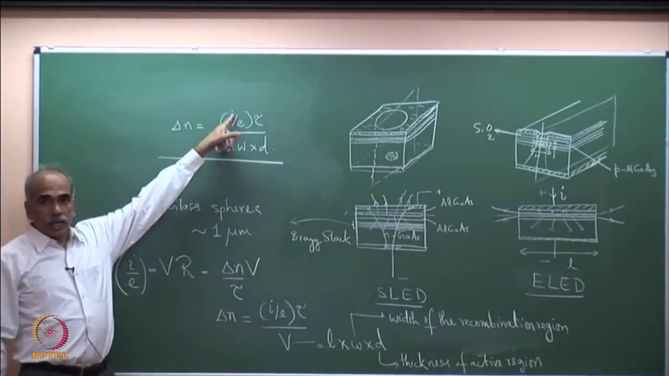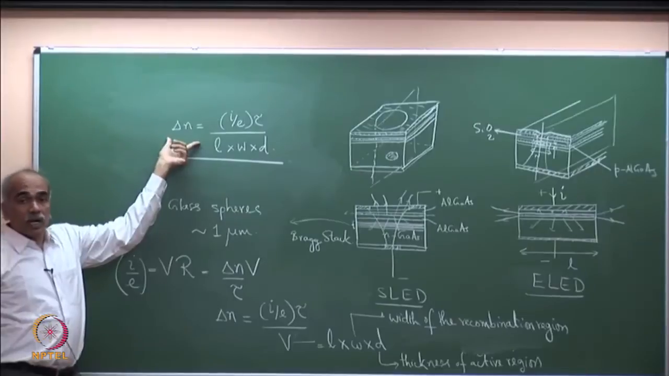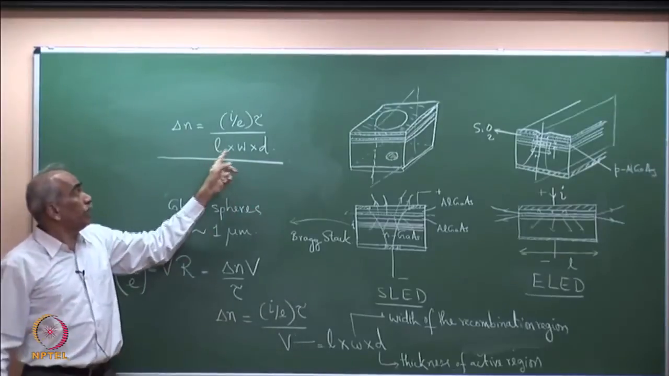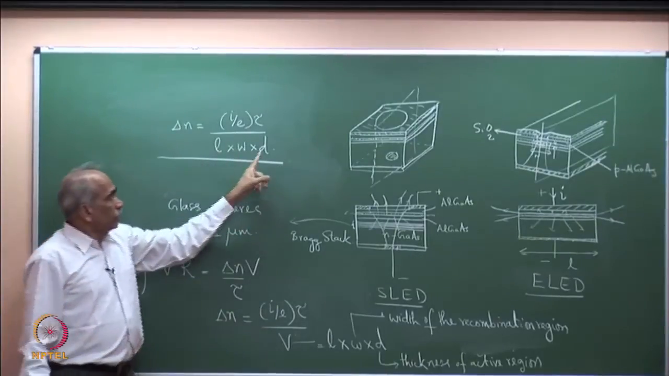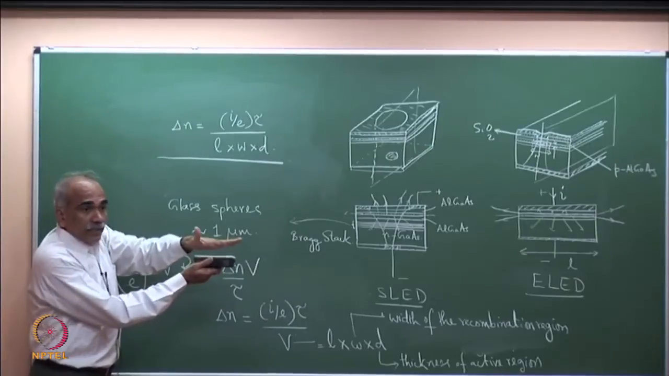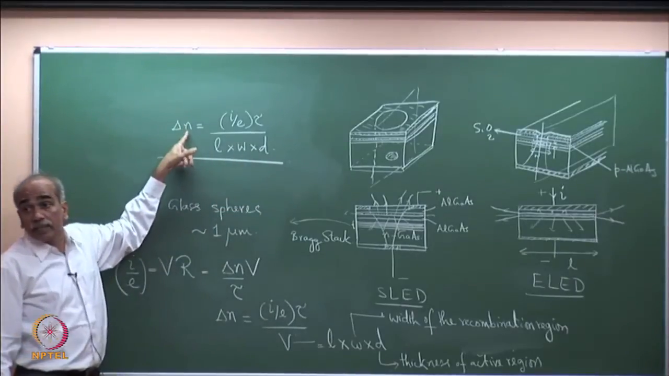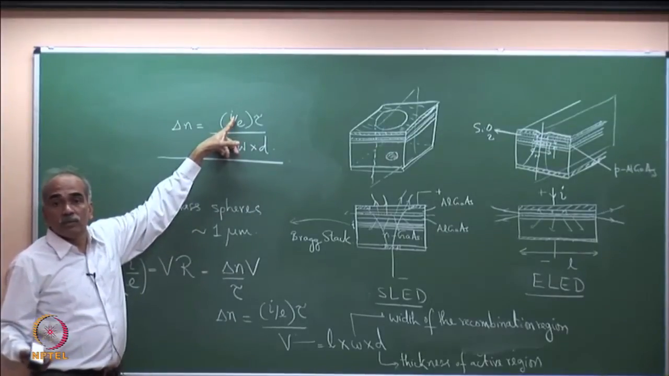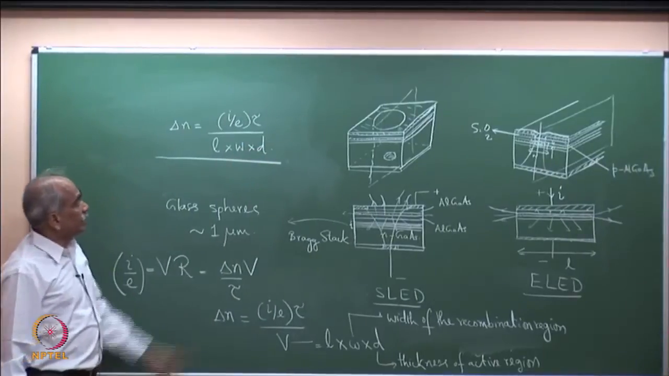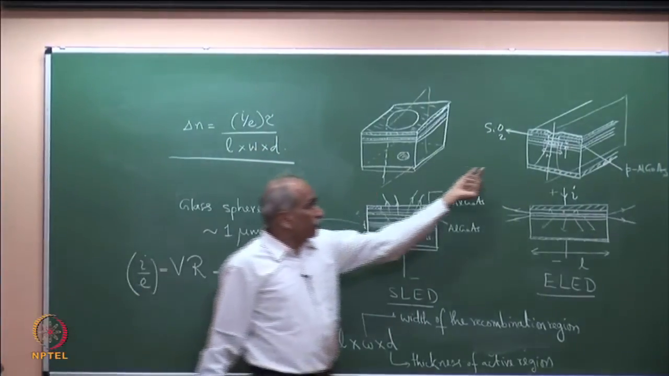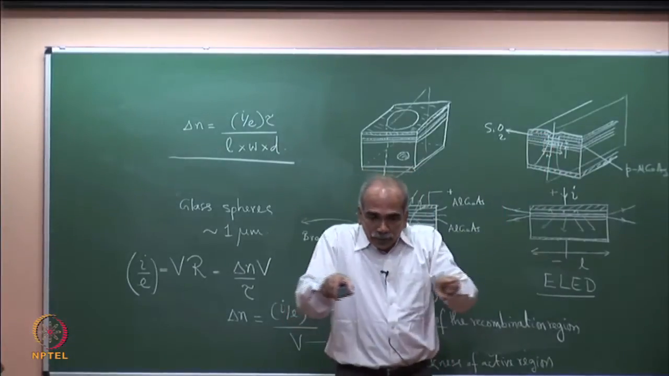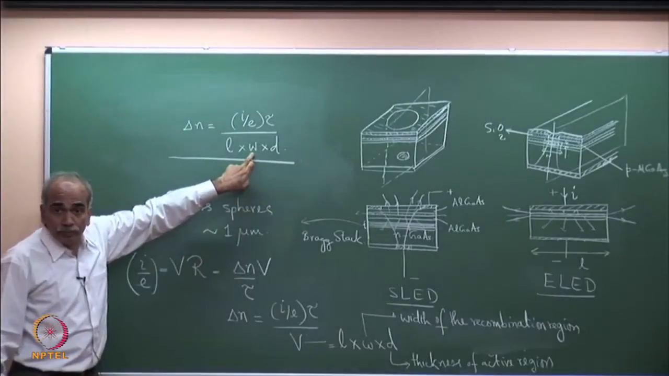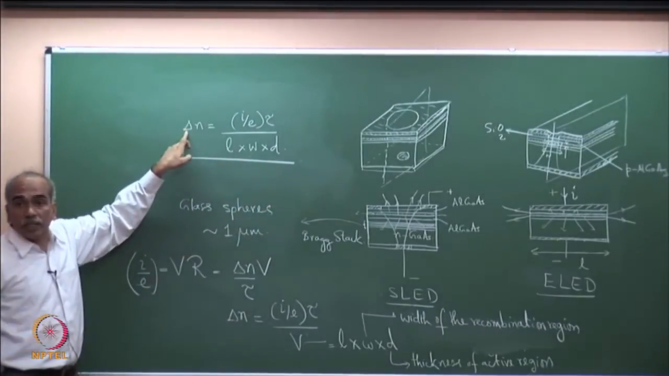For a given current I, delta n can be large if any of these three, or all three, could be as small as possible. So D we have reduced: the thickness of the active region is reduced, therefore delta n increases for the same current in comparison to homojunction LEDs. W is the width here, and by reducing the transverse dimension of the electrode, we have effectively reduced W, and therefore delta n can become larger.